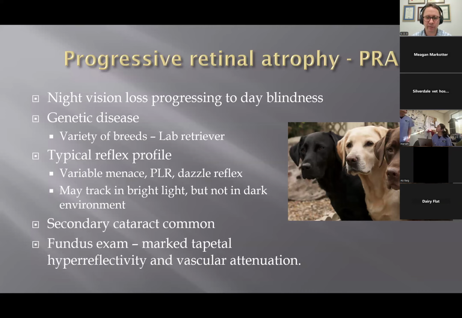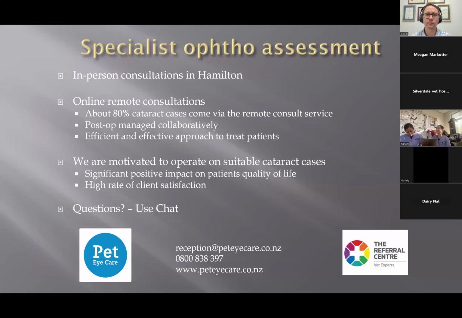And on fundus exam in these cases, I'll have marked tapetal hyperreflectivity and vascular attenuation, which really is the bottom image we saw in one of those early slides, where you basically have no vessels you could see. The retina is super reflective, almost blindingly reflective. And the optic nerve is often pale or shrunken.